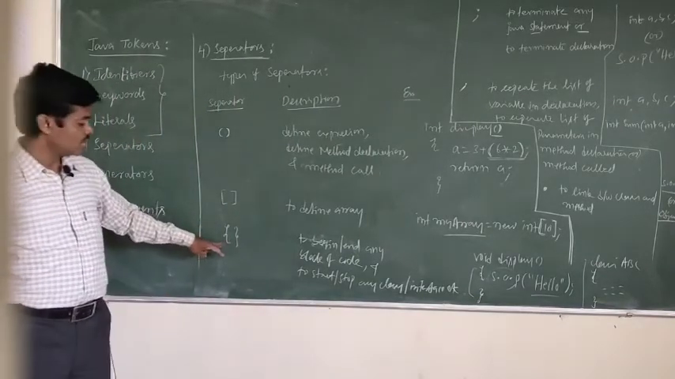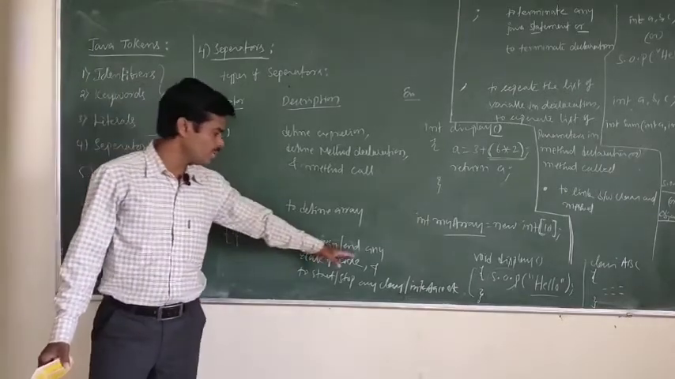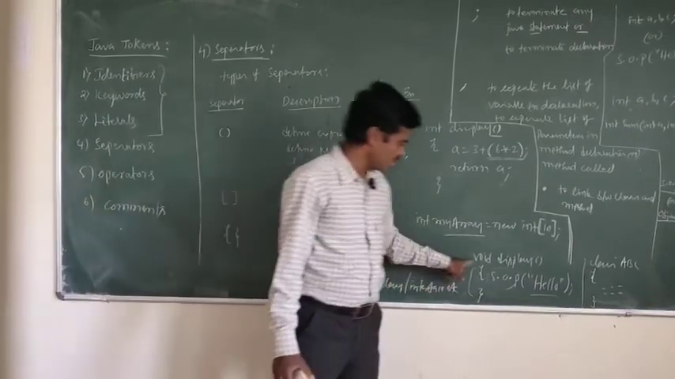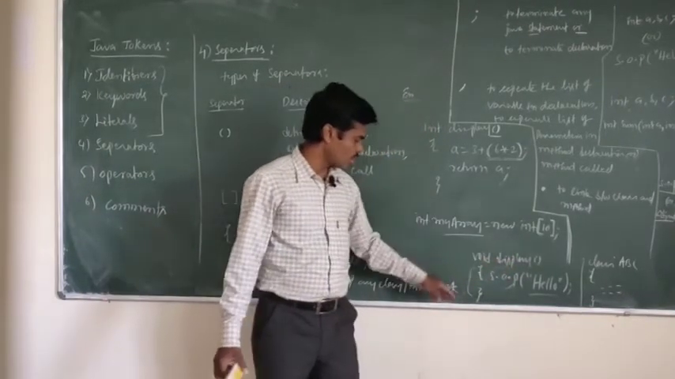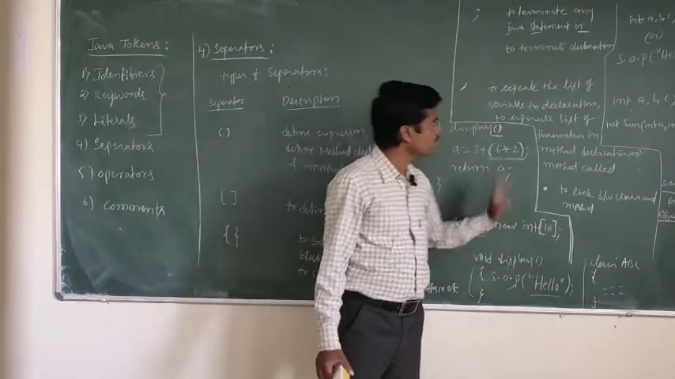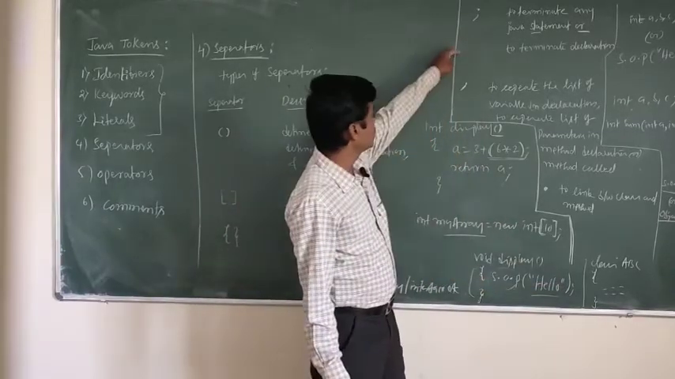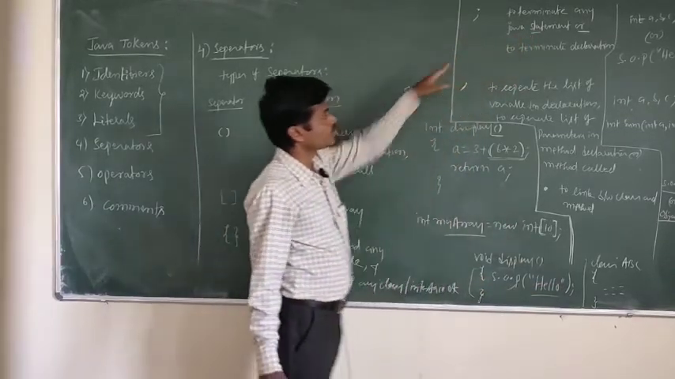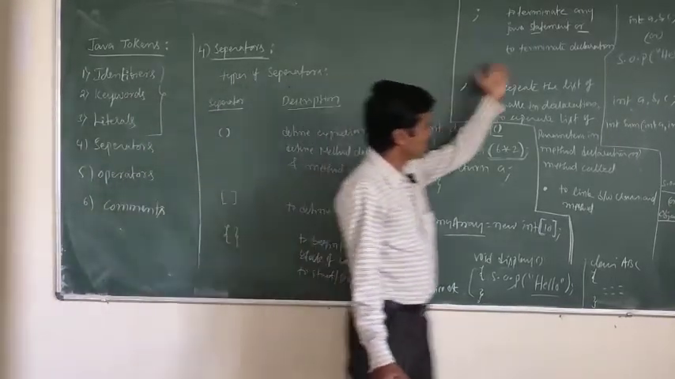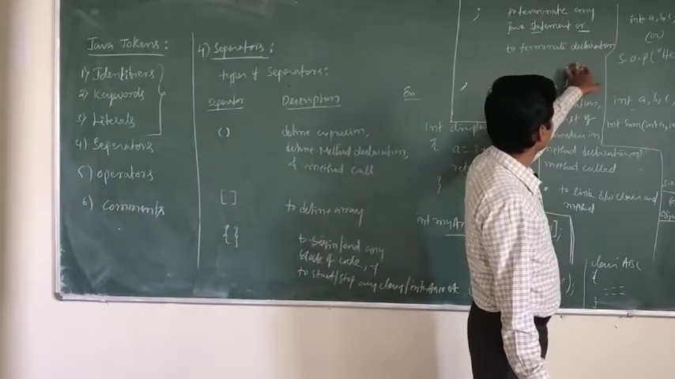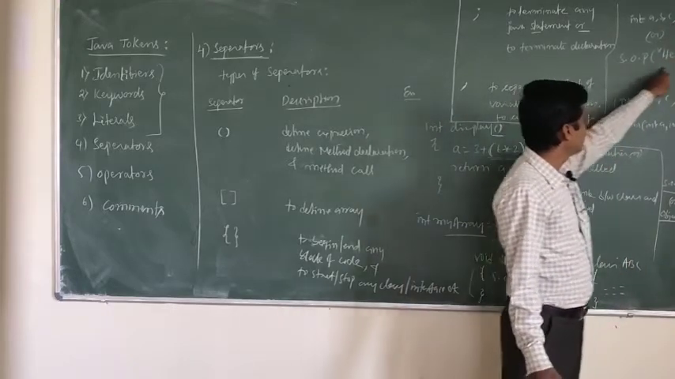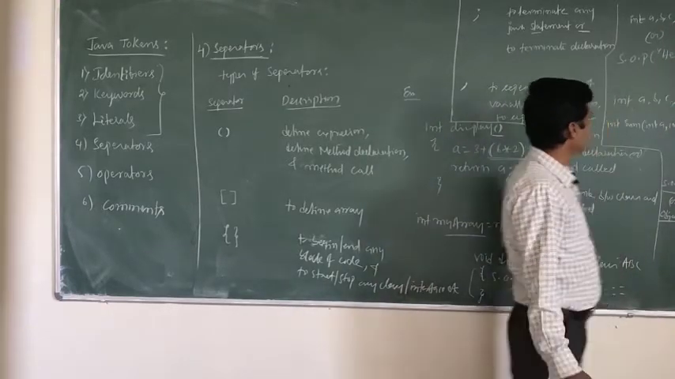Next, curly braces. Curly braces we use to begin and end any block of code, and also to begin and end any class or interface. Here this is a method display. This method we start and stop by using the curly braces. Inside the braces we can write a set of statements. For example, I have written one statement. Next, semicolon. Semicolon we use to terminate any Java statement, and also to terminate a variable declaration. See here, this is a variable declaration terminated at the end by a semicolon. Here we terminated the statement at the end by using a semicolon.